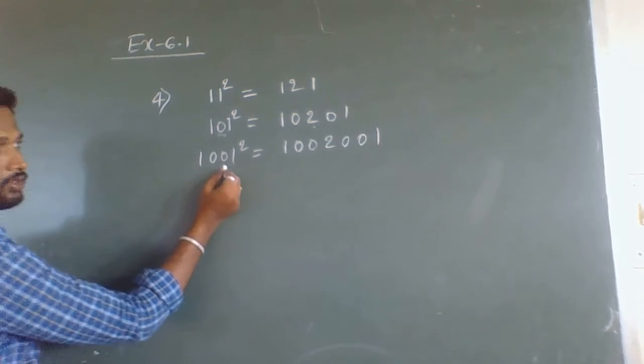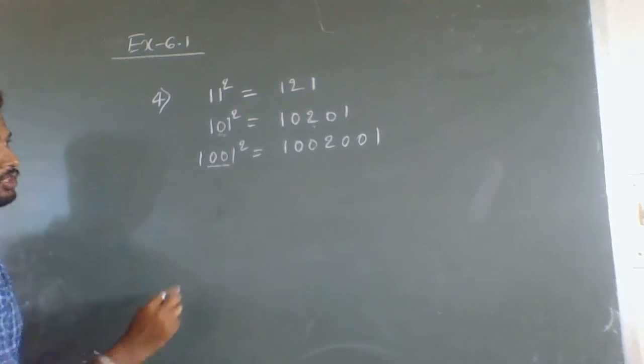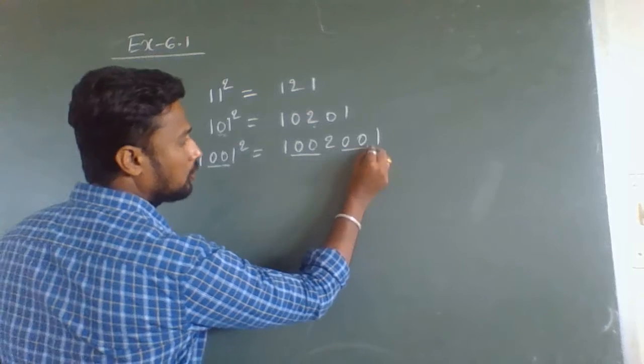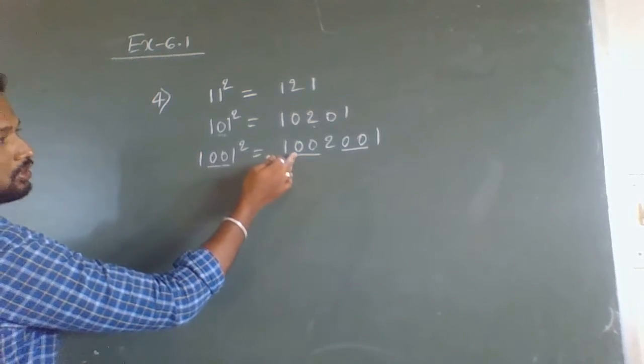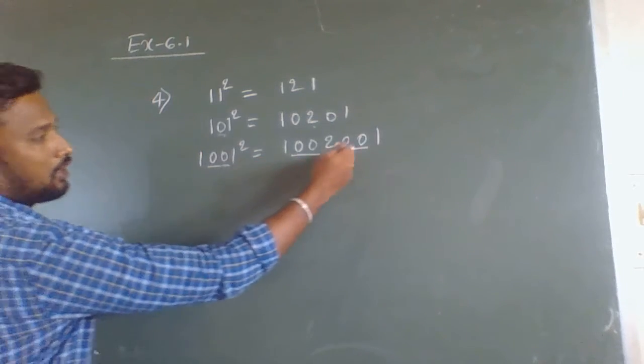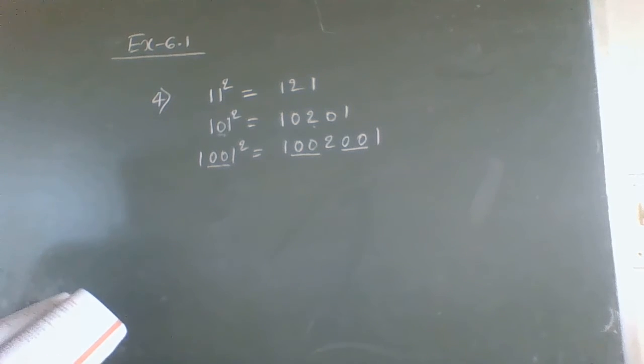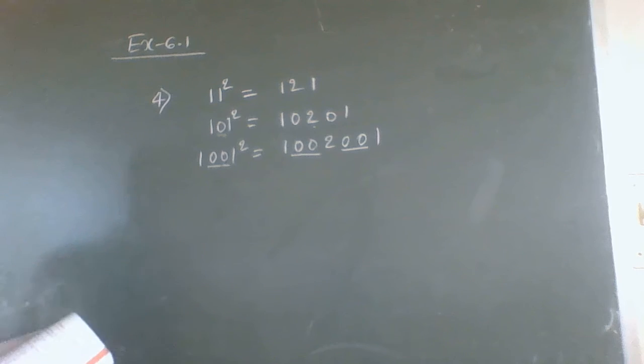How many zeros are there? 2 zeros. So before 2 you should write 2 zeros and after 2 you should write 2 zeros, and before this zero you should write 1 and after this zero you should write 1. So now you can write any number by observing this pattern.